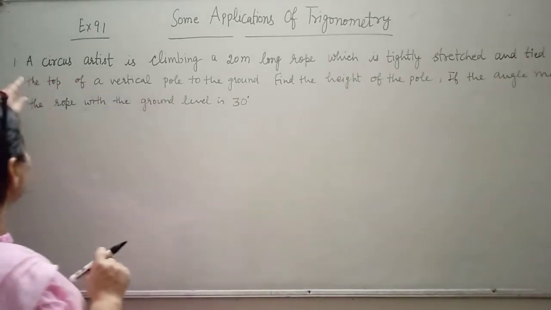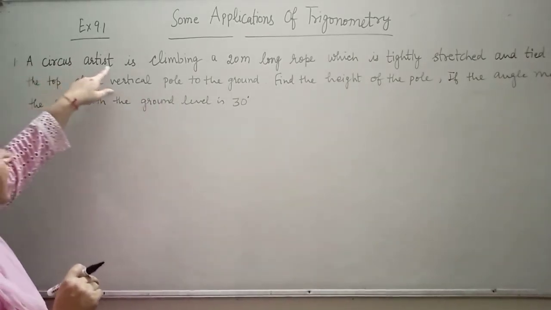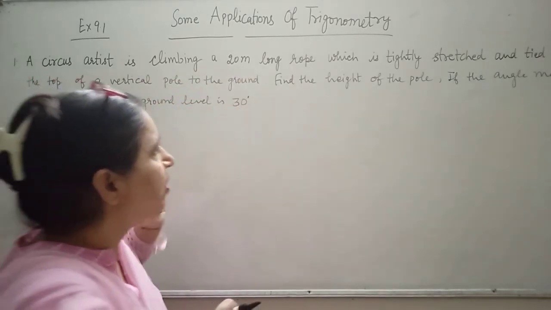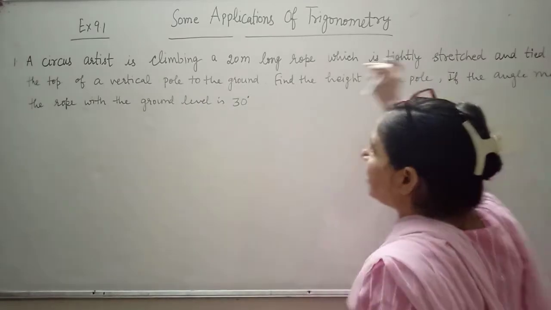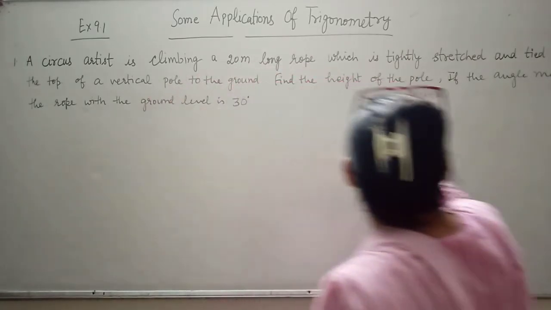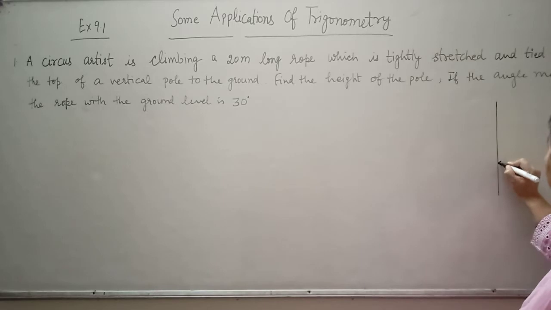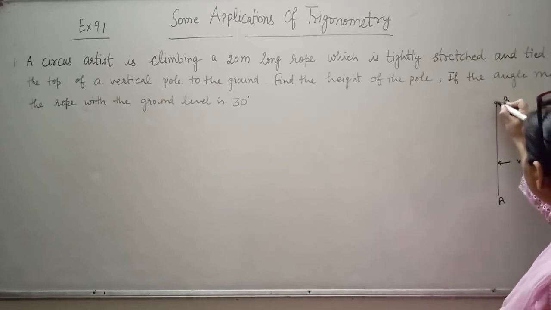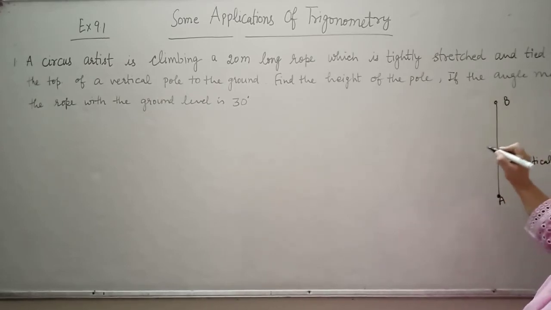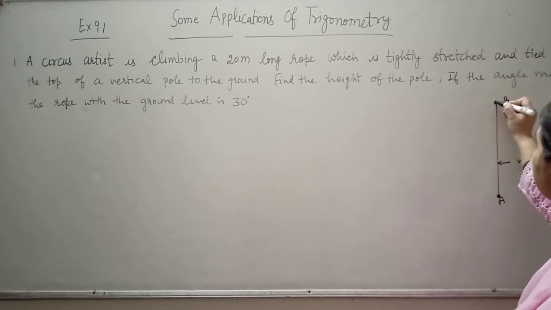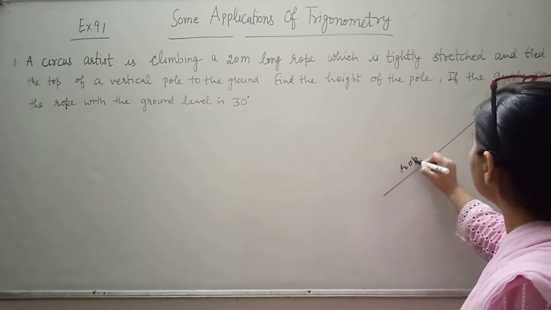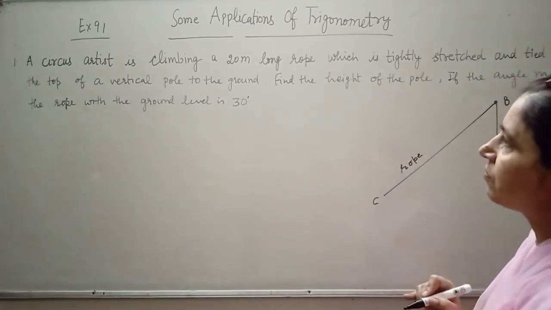So let us do it. A circus artist is climbing a 20-meter long rope which is tightly stretched and tied from the top of a vertical pole. This is your vertical pole. Suppose this is A, B. And there is the rope which is tied to the top of this vertical pole. This is the rope. This is point C.